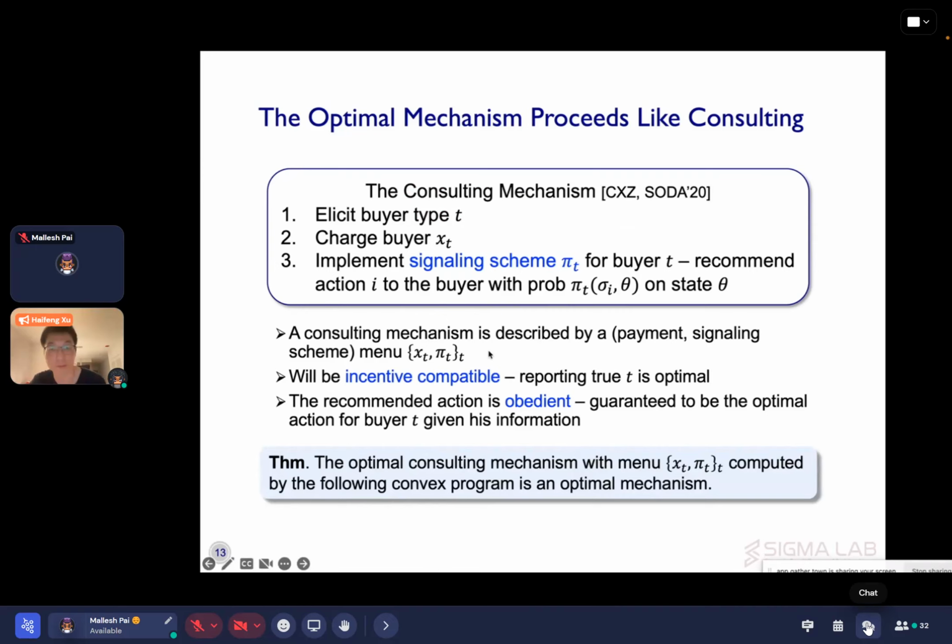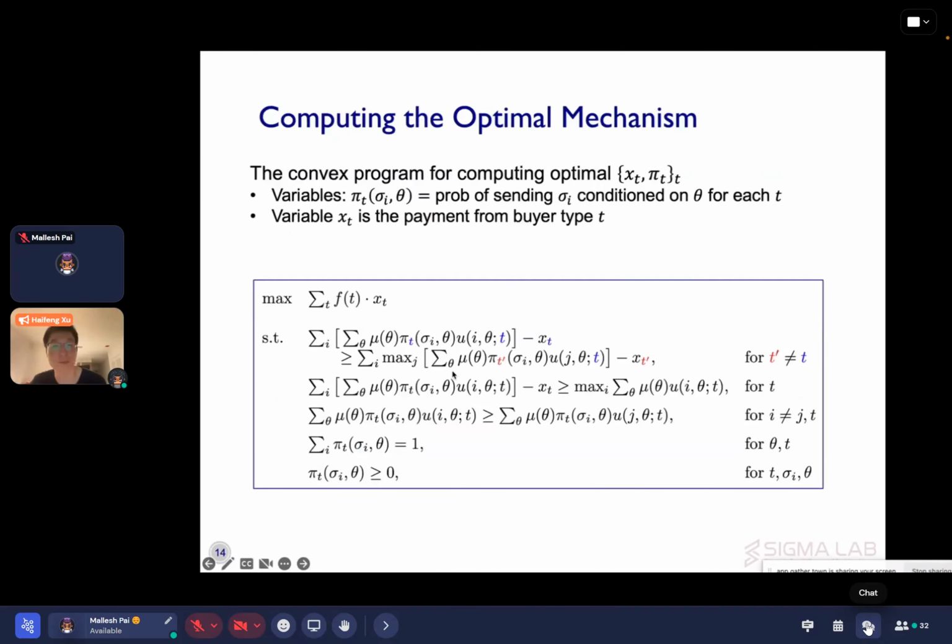Okay, and there's a convex program to compute the optimal consulting mechanism. I'm listing this convex program here, but I'm not expecting you to really look at the detail. Just try to illustrate that this mechanism is pretty much like the standard thing that you saw before. For example, the objective is simply just the expected revenue, the expectation over the charge.